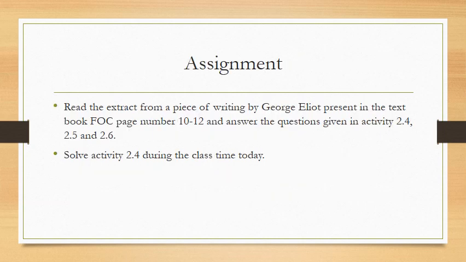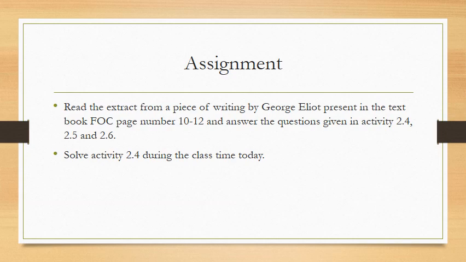Students, a 19th century text is included here for your practice in this unit. This is a piece of writing by George Eliot, and the passage is an extract from that writing. Now, what you are supposed to do, you have to read the extract from this piece of writing, and this is present in your textbook Focus on Comprehension, page number 10 to 12, and then answer the questions given in activity 2.4, 2.5, and 2.6.